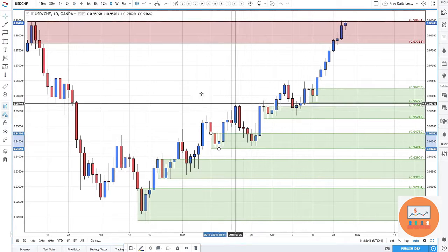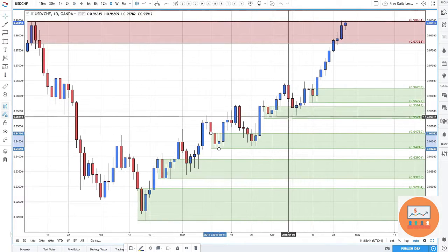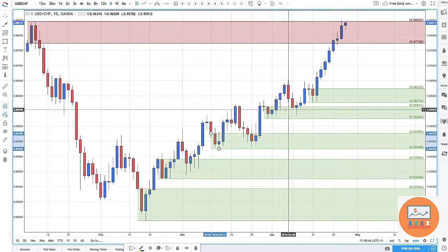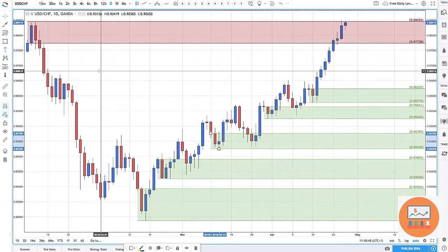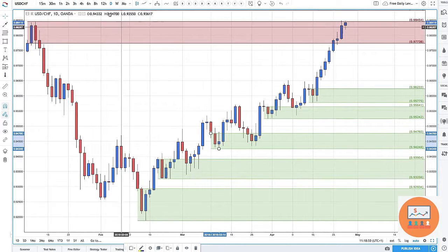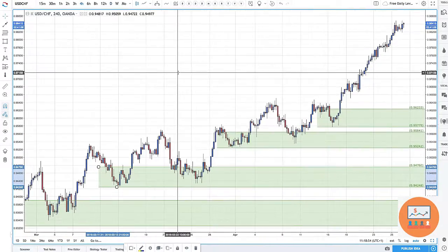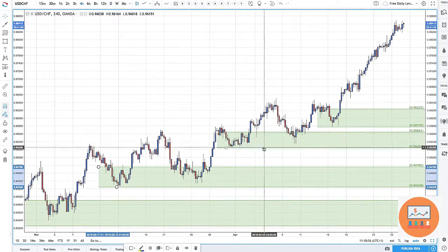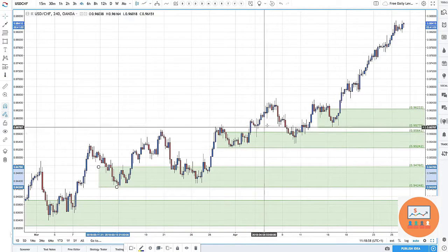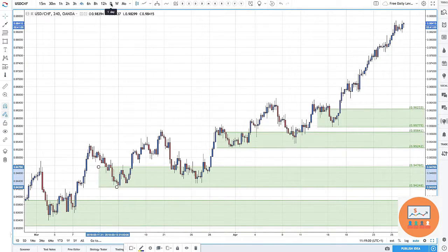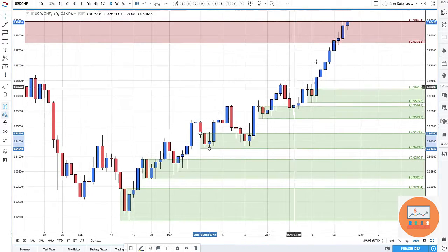But let's get into the complex pullback. So what we want to do is look for complex pullbacks in daily levels of supply and demand on a lower time frame, right? So if we go down to, let's say, a 4-hour chart, we can see one here, right? And in real time, by the way, this was what we saw.